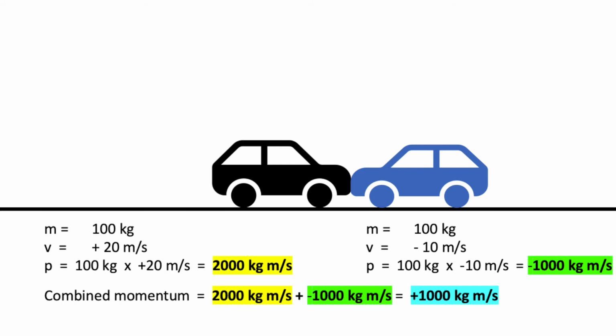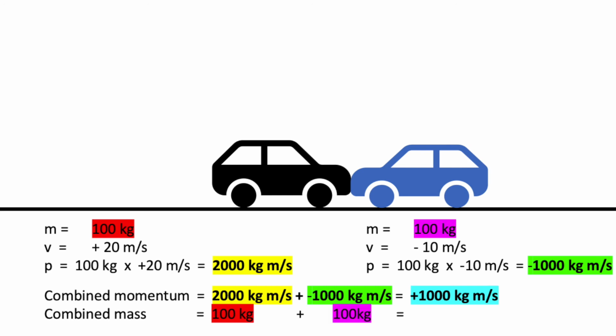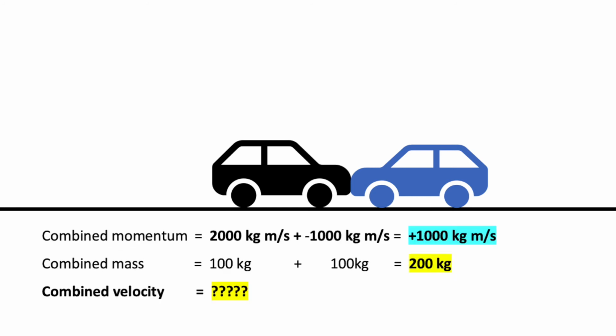So now to work out the combined velocity, we require the combined mass. So the combined mass is going to be the black car's 100 kilograms plus the blue car's 100 kilograms, which gives you a combined mass of 200 kilograms. So now we have the combined momentum of plus 1,000 kilogram meters per second and the combined mass of 200 kilograms. We can now work out the combined velocity after the collision.